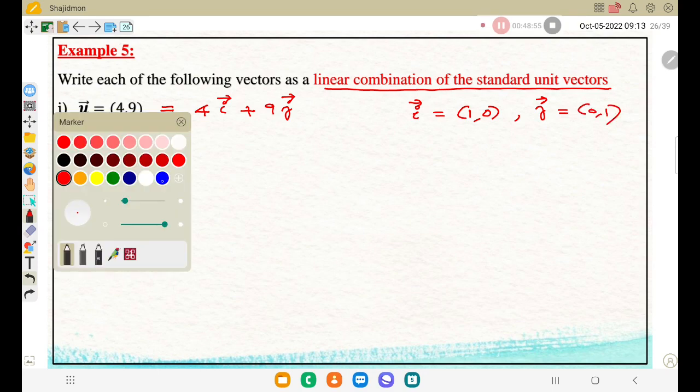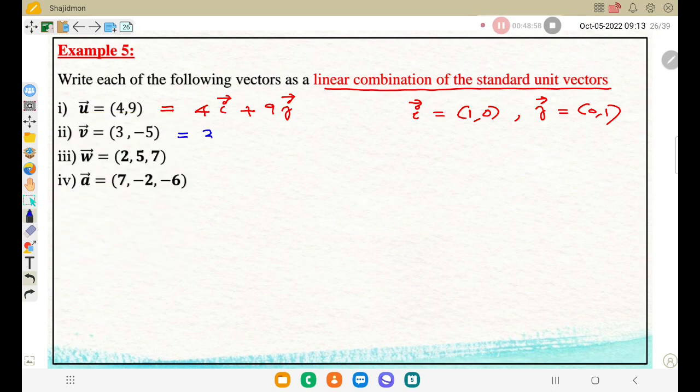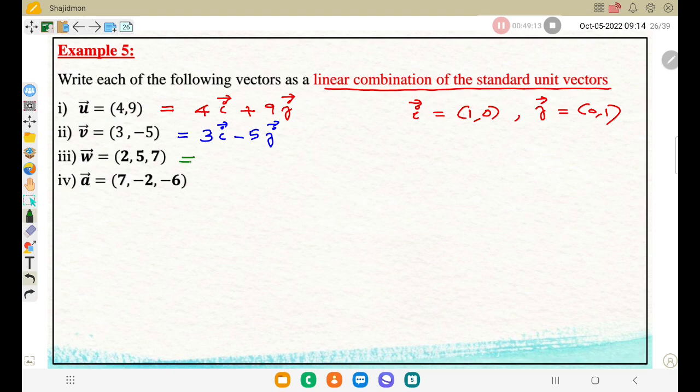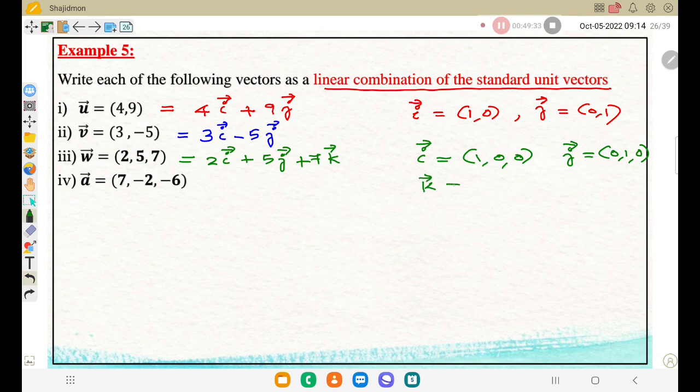Same like the second example. What is the answer? Equals 3 times i plus negative 5 times j. You can write it as minus 5j. Okay, i means (1, 0), j means (0, 1). Now in space, one vector (2, 5, 7). How to write? 2 times vector i plus 5 times vector j plus 7 times vector k, correct? Where vector i means (1, 0, 0), vector j means (0, 1, 0), and vector k means (0, 0, 1).